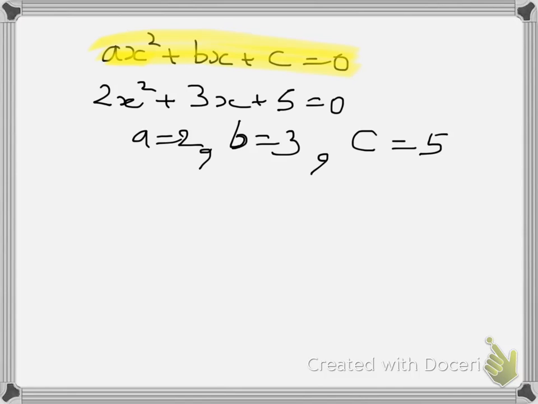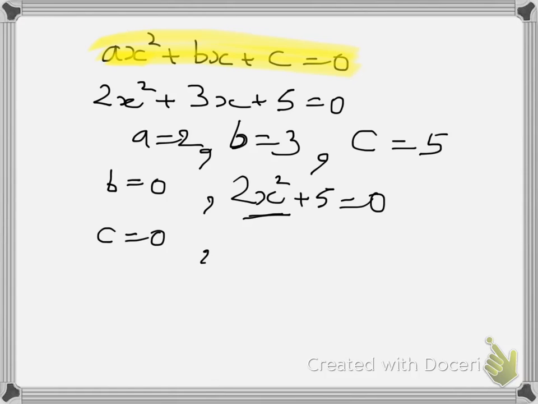So in this type of equation, if I have b equal to 0, my equation can be 2x square plus 5 equal to 0. Is this a quadratic equation? Yes, it is, because the highest power of x is still x to the power 2. Now let's make c equal to 0. So the equation is going to be 2x square plus 3x equal to 0. Is it still a quadratic equation? Yes, it is, because the highest power of x is still 2.